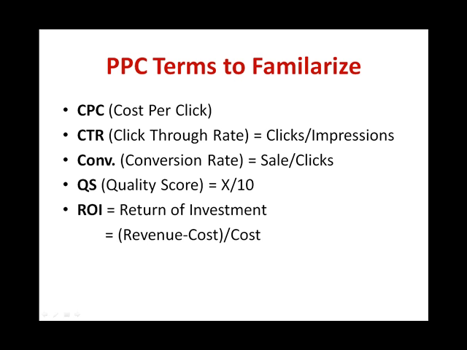Conv stands for conversion rate, which is calculated by sales divided by clicks. QS stands for quality score, which will be rated between 1 to 10. ROI stands for return on investment, which is calculated by revenue minus cost, then divided by cost.